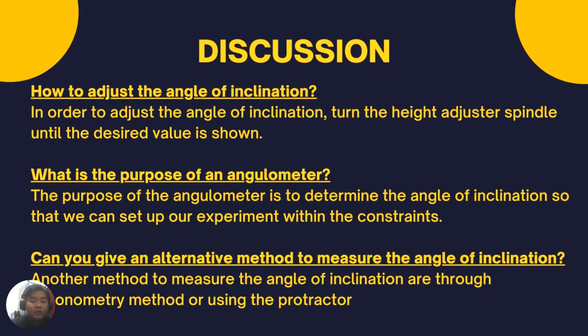The answer is, the purpose of the angulometer is to determine the angle of inclination so that we can set up our experiment within the constraints. Third question, can you give an alternative method to measure the angle of inclination? The answer is, another method to measure the angle of inclination is through the trigonometry method or using a protractor.